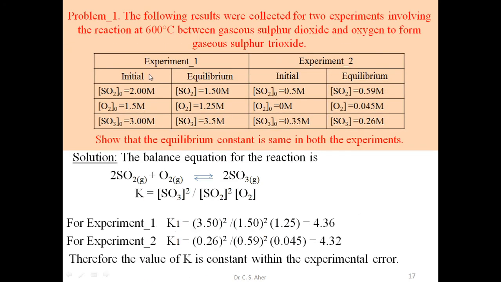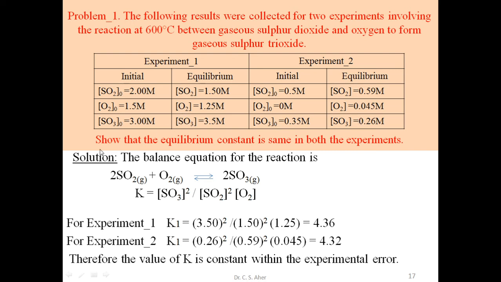So solve these examples. The following results were collected for 2 experiments involving reaction at 600 degrees centigrade between gaseous sulfur dioxide and oxygen to form gaseous sulfur trioxide. So SO2 combined with O2 to form SO3. So these are the 2 experiments. In the first experiment, initial concentrations are given. So write this down, initial concentration, and these are the equilibrium concentrations. In the second experiment, we also have initial concentration and equilibrium concentration.